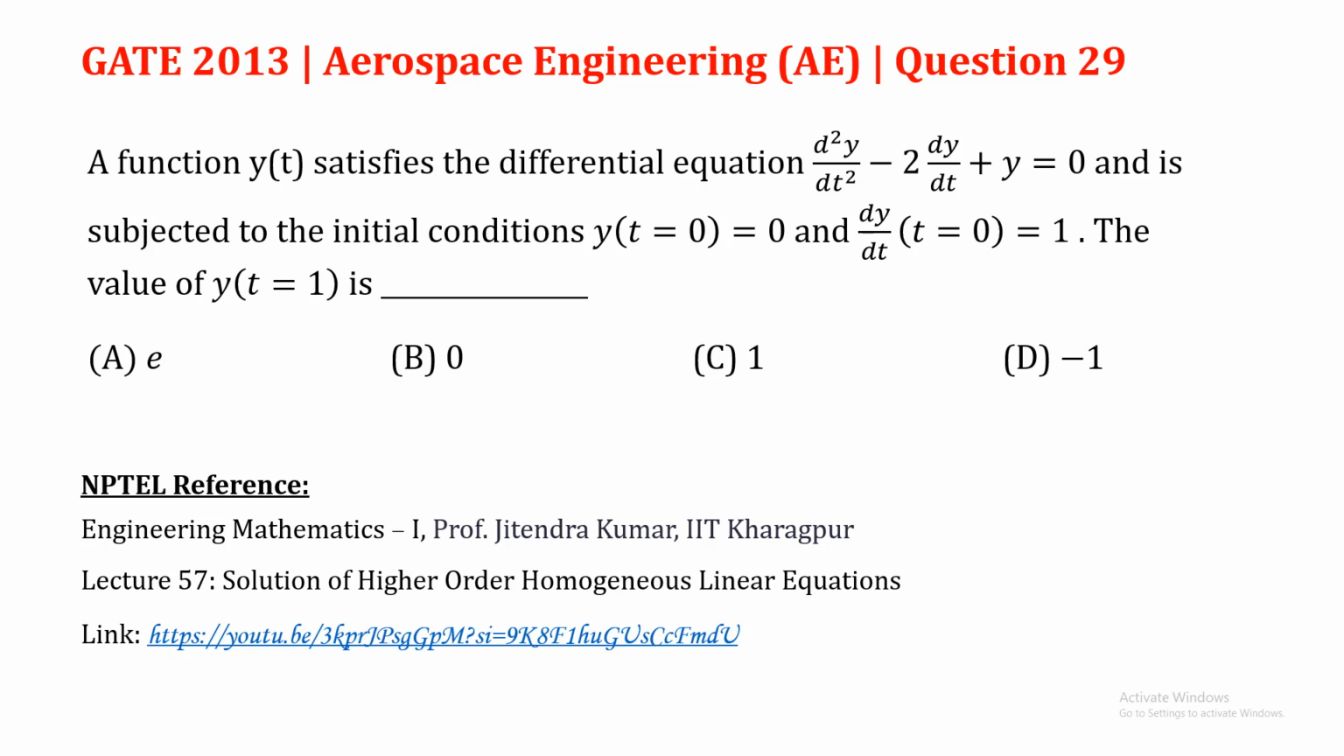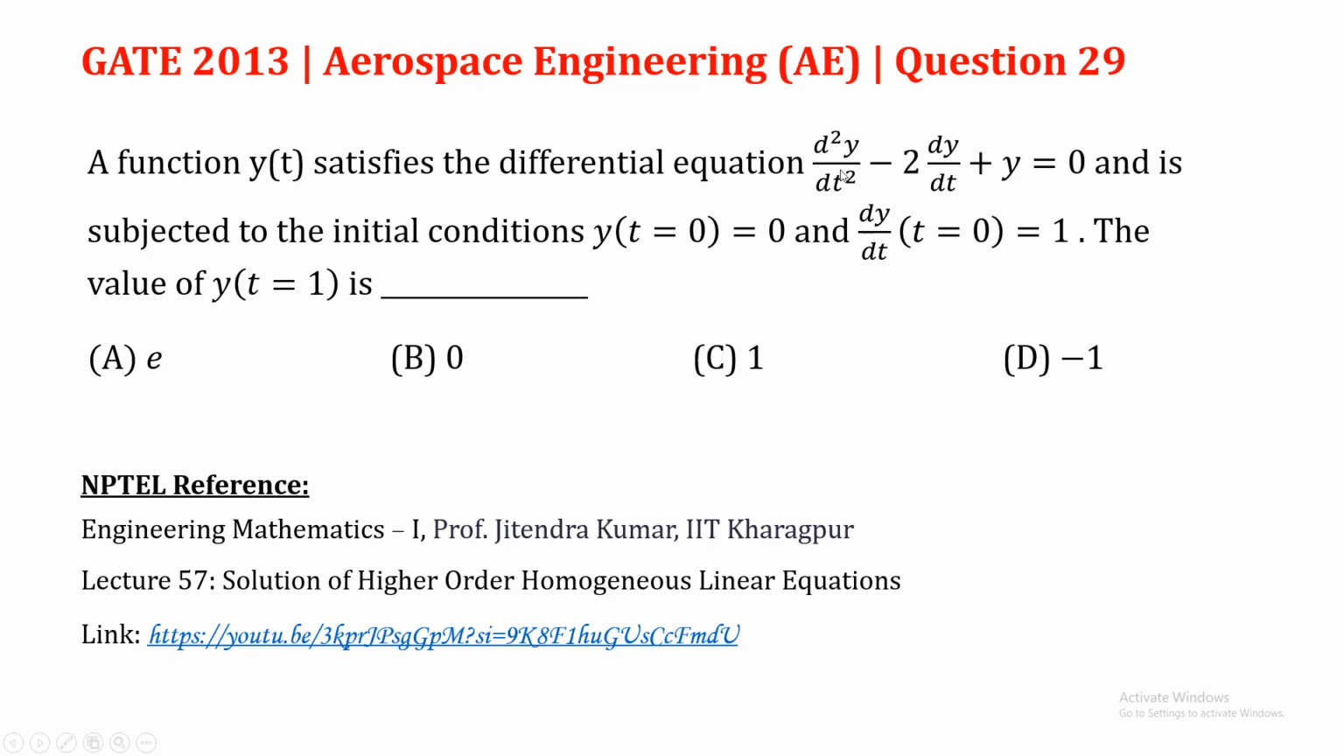The question is: a function y of t satisfies the differential equation d square y by dt square minus 2 dy by dt plus y is equal to 0, and is subjected to initial conditions y of t = 0 is 0 and dy by dt of t = 0 is 1. So the value of y at t = 1 is dash. We have been given four options: e, 0, 1 and minus 1.